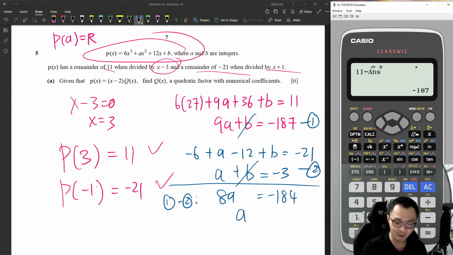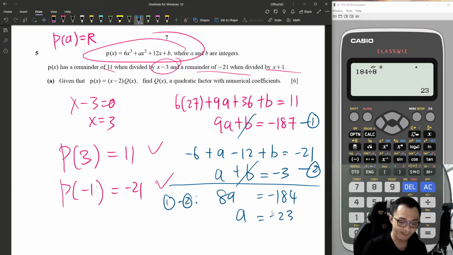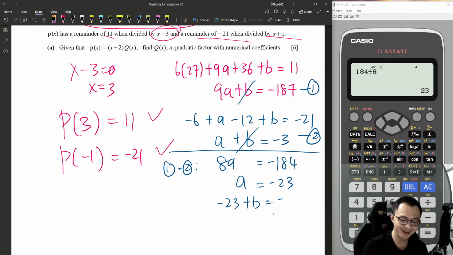So a is 184 divided by 8, negative 23. Then I want to find b. Since a plus b equals to negative 3, so negative 23 plus b equals to negative 3. So b is 20. Hey, what am I doing? Negative 3. b is 20.